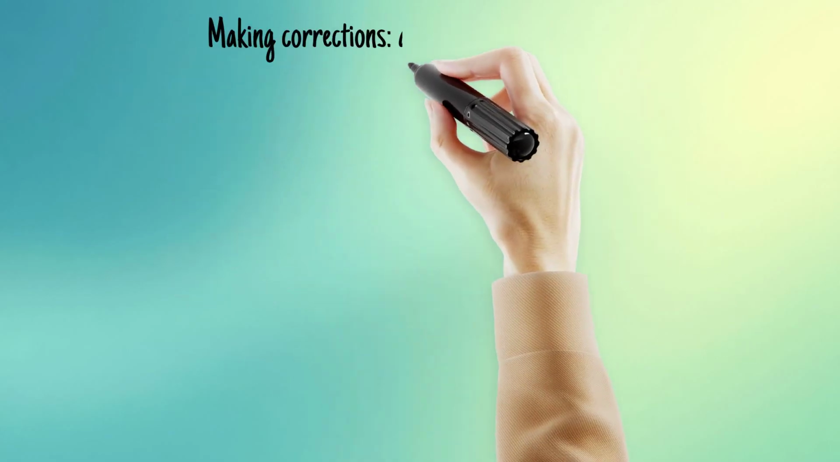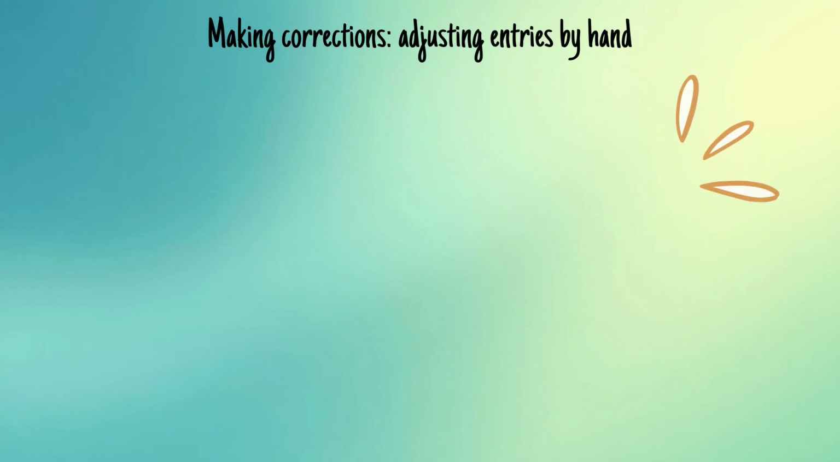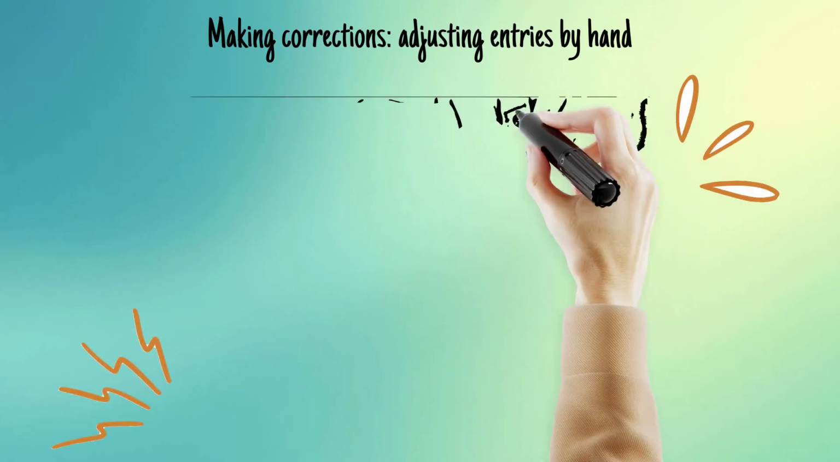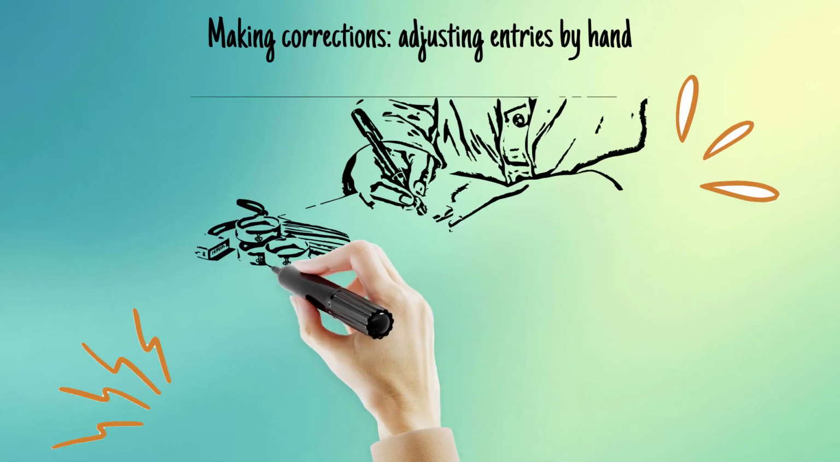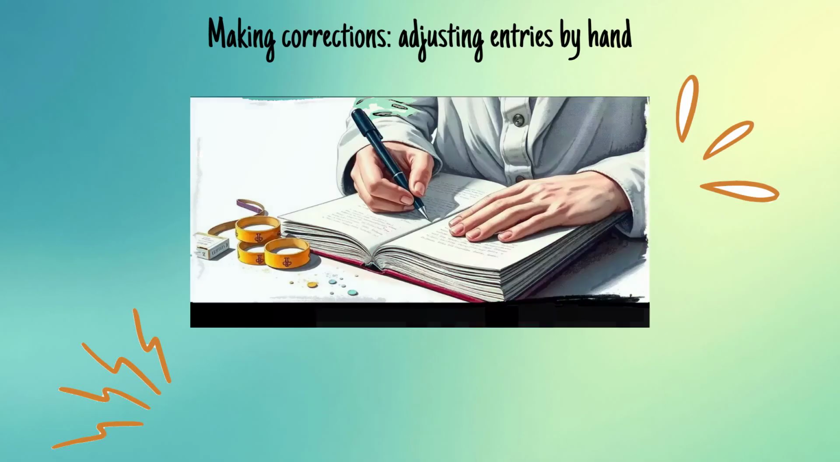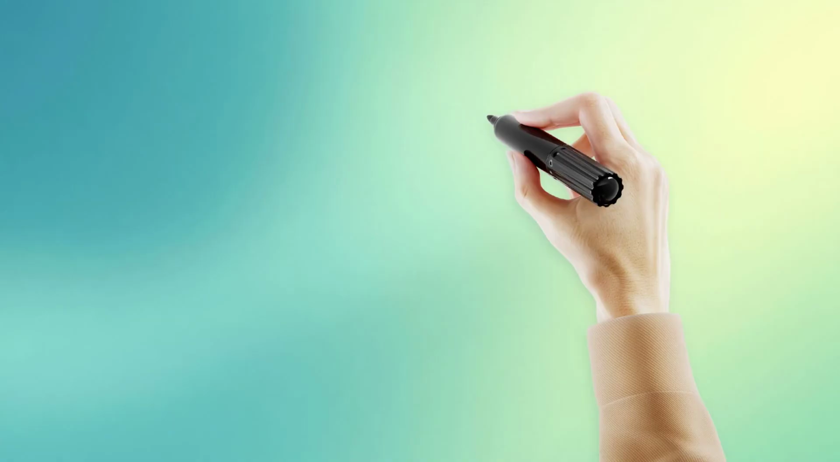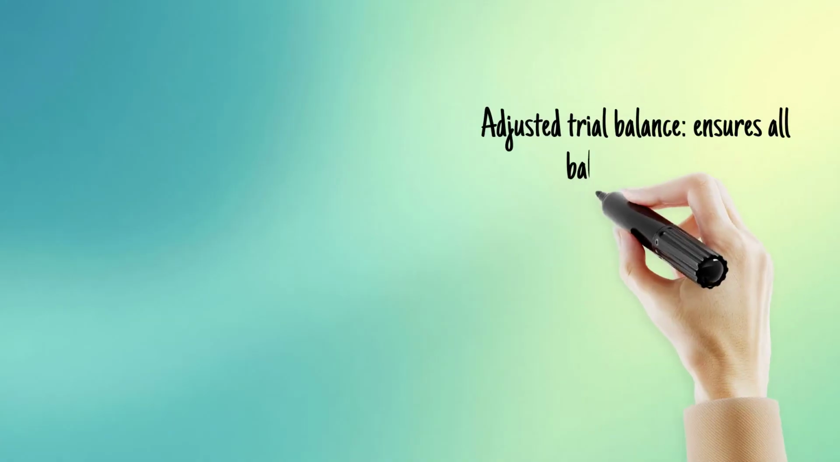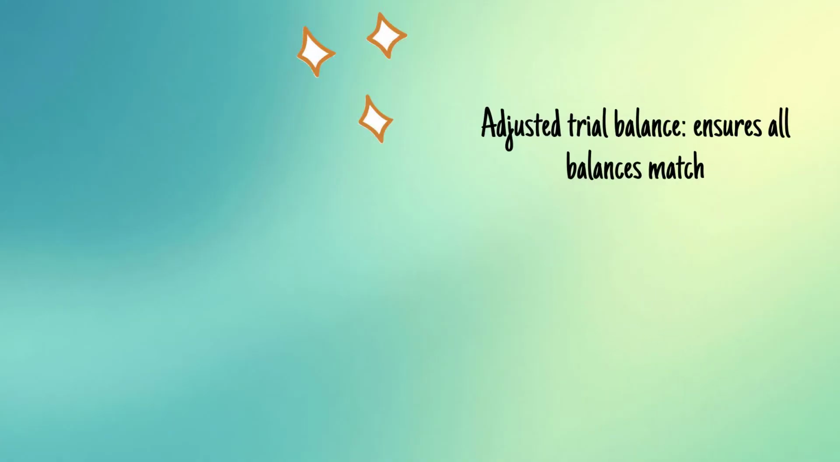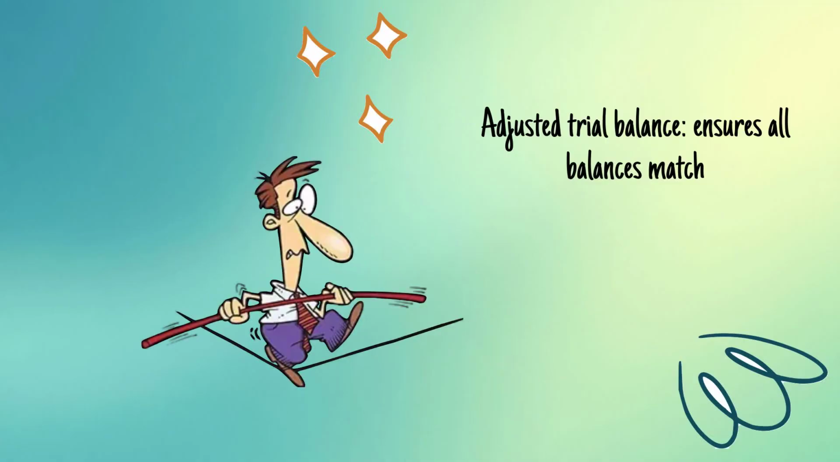The following step is adjusting entries. With manual systems, you have to calculate and record these by hand, often at the end of an accounting period, which is prone to errors. Then, we prepare the adjusted trial balance, ensuring everything balances out after adjustments.